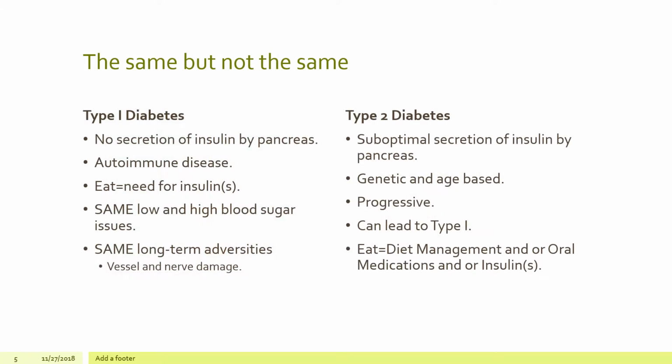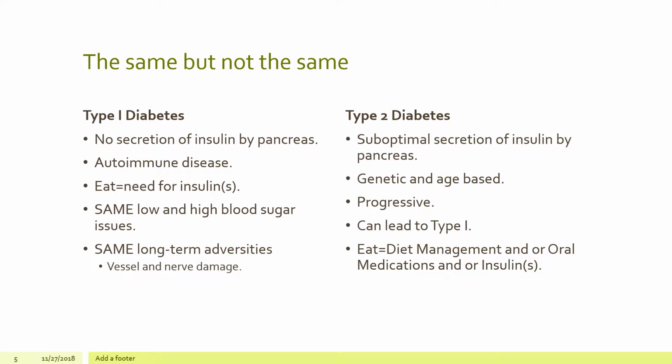So then we're going to move into type 1 and type 2 diabetes. They're the same, but they're not the same. So in type 1, there's no secretion of insulin by the pancreas. It is an autoimmune disease. Eating equals the need for insulin.